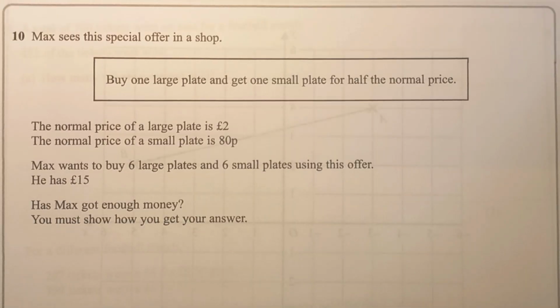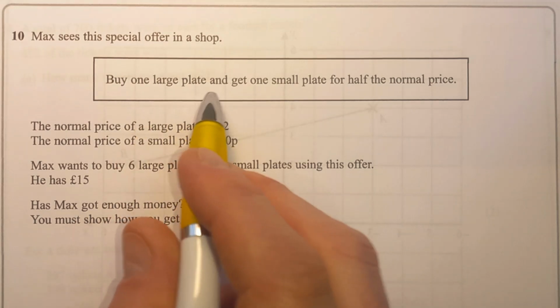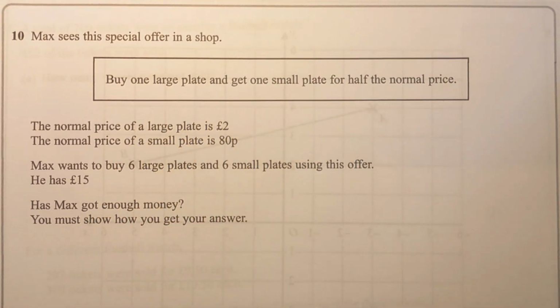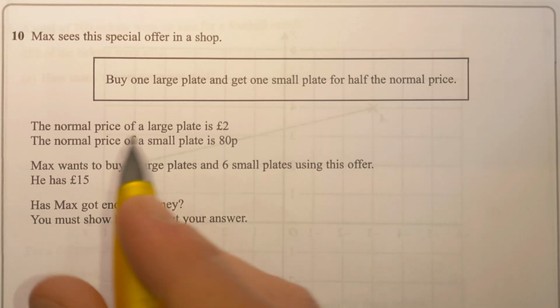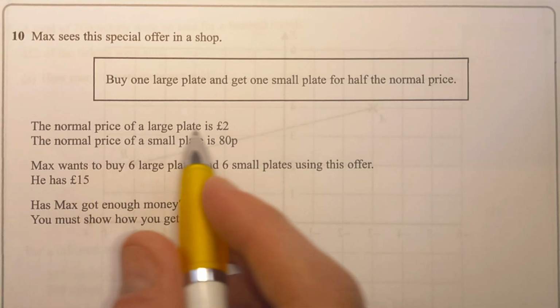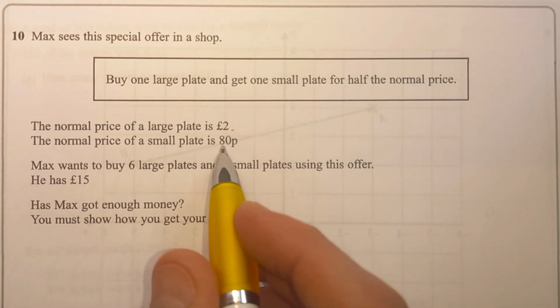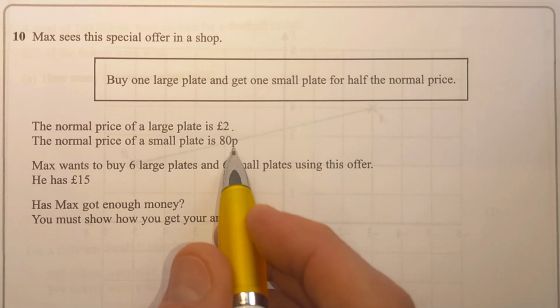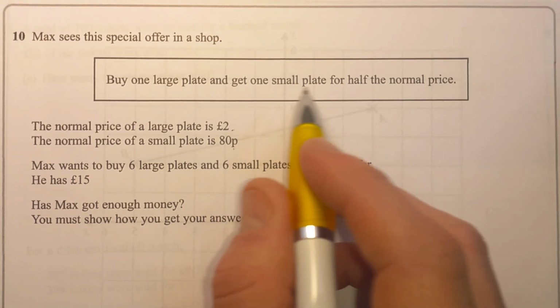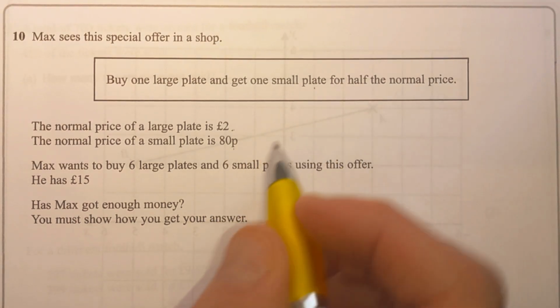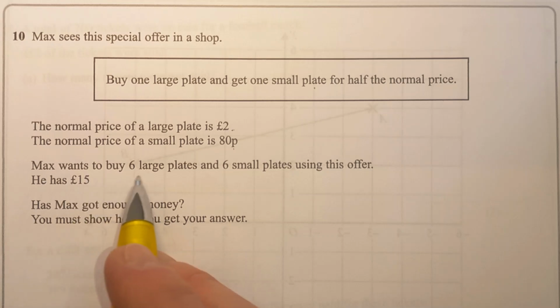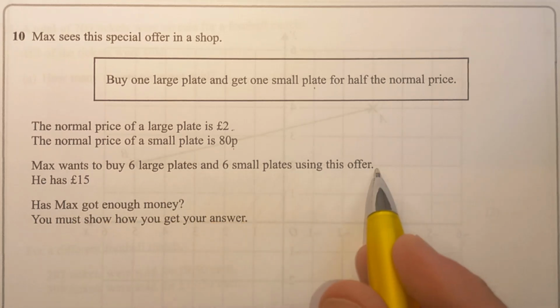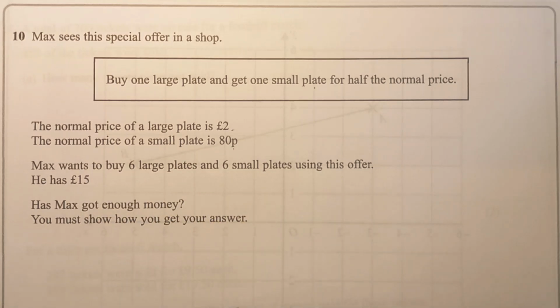Question 10. Max sees this special offer in a shop. Buy 1 large plate and get 1 small plate for half the normal price. The normal price of a large plate is £2. The normal price of a small plate is 80p. So we're going to get the small plates for half the normal price. Max wants to buy 6 large plates and 6 small plates using this offer. He has £15. Has Max got enough money?